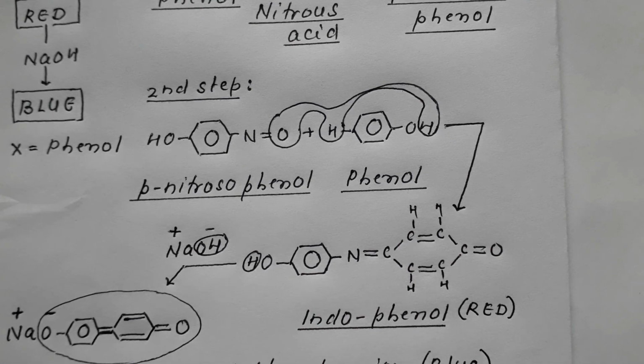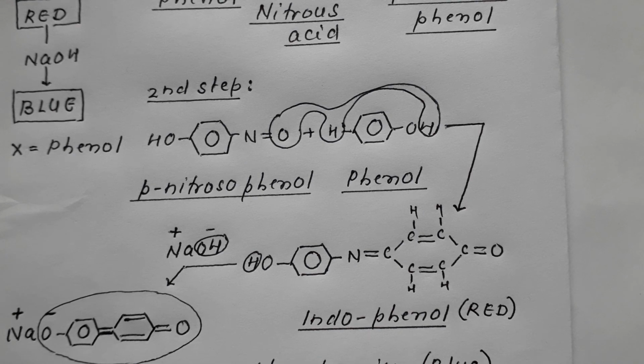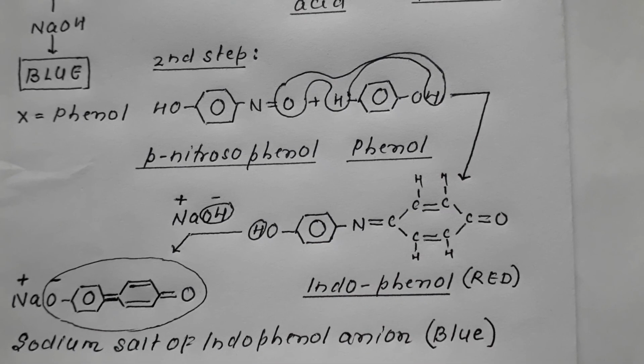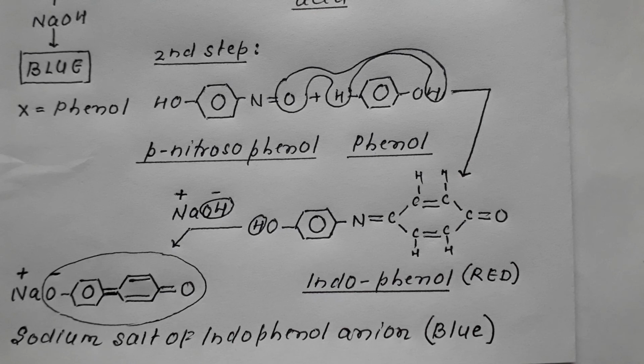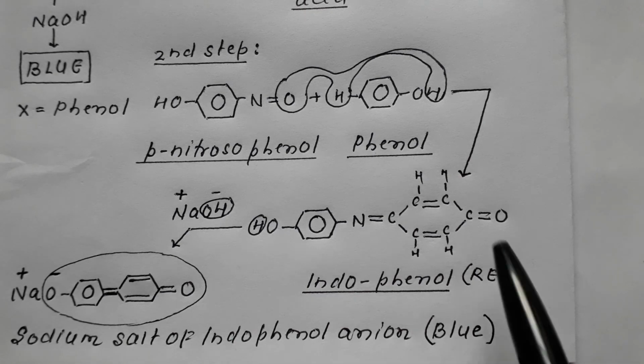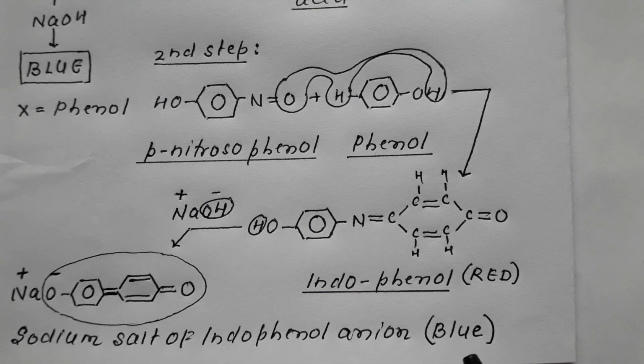It is a very, very important test to differentiate phenol from other compounds. The red is due to formation of indophenol, and blue is due to formation of the sodium salt of indophenol anion, that is, due to formation of indophenol anion. So it is applicable to every kind of phenol. A very, very useful test.